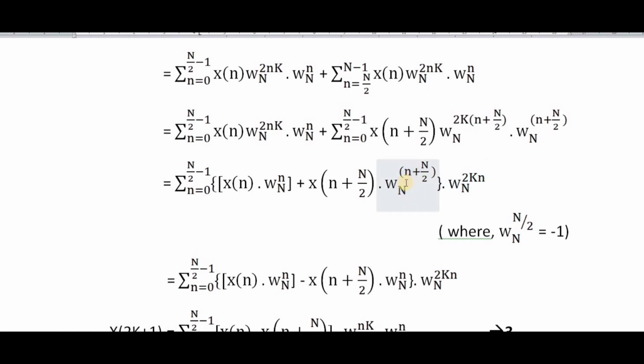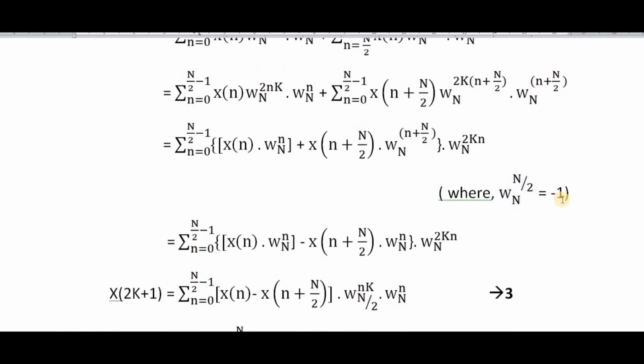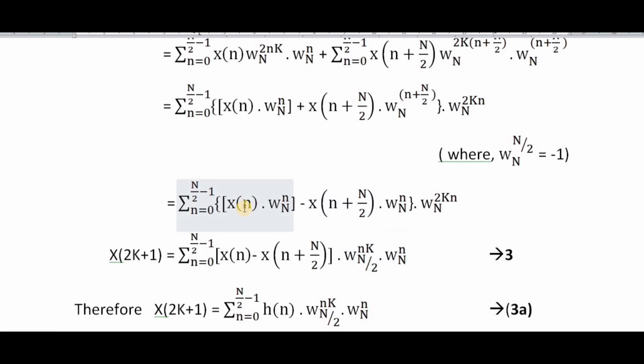I can also split this term as W_N of N by 2. How to write W_N of N by 2? That is nothing but e power minus j pi, which is nothing but minus 1. And W_N of 2kn, I can write as W_N by 2 of kn. Since this is minus, I can take this W_N of n as common. So I will get the equation like this.